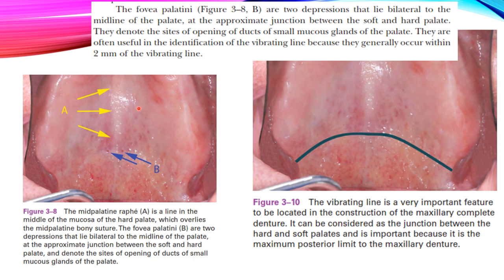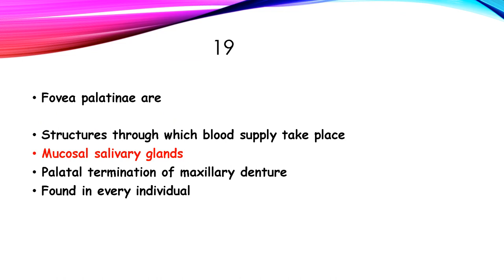So this is the midpalatine raphe. It is a line in the middle of the mucosa of the hard palate which overlies the midpalatine bony suture, and this one is the fovea palatina. These two arrow marks show the two depressions that lie bilateral to the midline of the palate at the approximate junction between soft and hard palate, and denote the sites of opening of ducts of small mucous glands of the palate. And here in this picture, it shows the vibrating line. It is a very important feature to be located in the construction of the maxillary complete denture, and it can be considered as the junction between hard and soft palates. It is important because it is the maximum posterior limit of the maxillary denture. So the foveae palatinae are mucosal salivary glands.